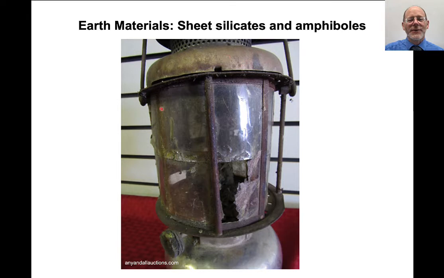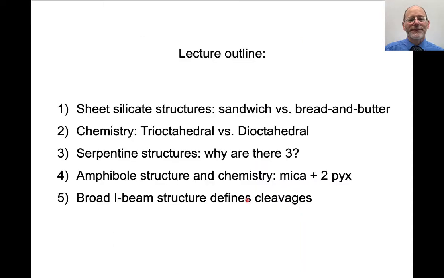This is an example of an old lamp. These windows here are made out of the sheet silicate muscovite. So I want to talk about sheet silicate structure. We talk about two different structures, sandwich structure, bread and butter structure. A little bit about chemistry, trioctahedral versus dioctahedral. Something about serpentine structures, amphibole structures, and then how cleavages are reflective of how these structures work in amphiboles and micas.